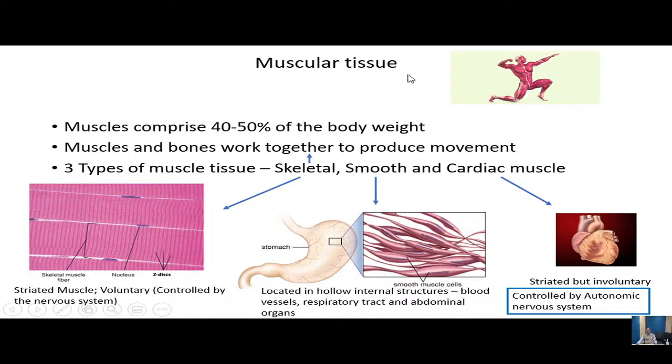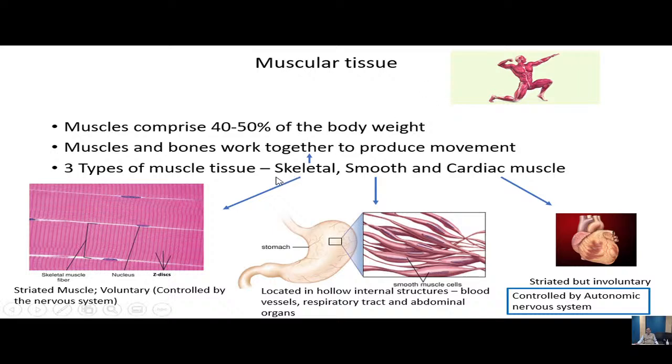And you probably know that the muscles comprise approximately 40 to 50% of our body weight, but it may vary depending upon the gender, depending upon the physical activity, etc. And muscles, along with bones, work together to produce movement. So you can see this person in a specific posture, and these movements are being produced by the musculoskeletal system working together. So when we think about the muscular tissue, immediately what comes to our mind is the different types of this tissue. So let me tell you at this point that there are three main types of muscular tissue.